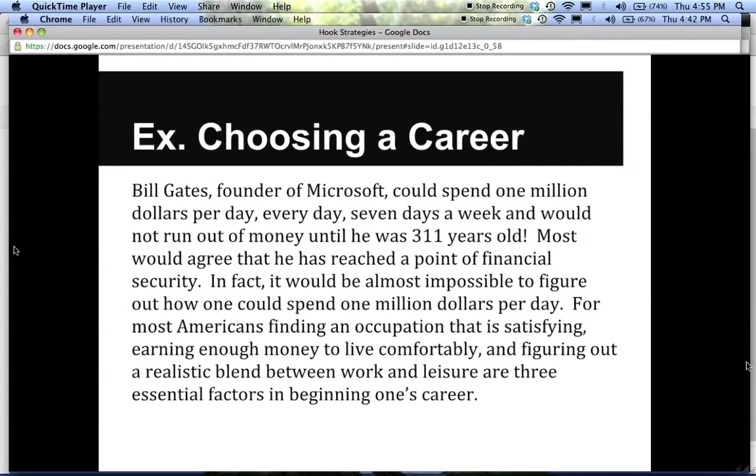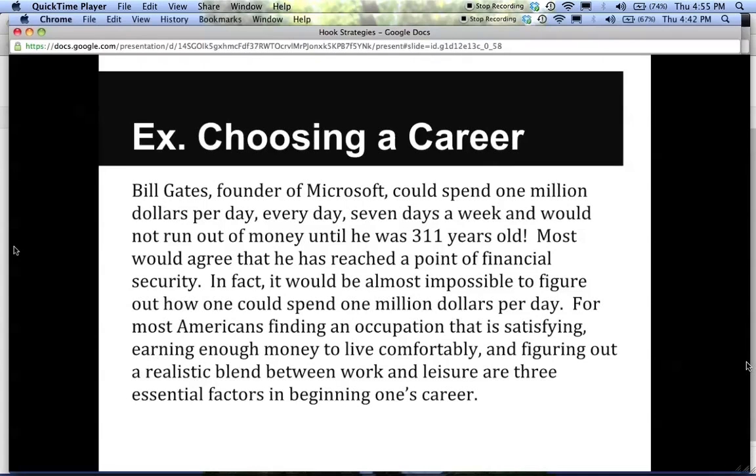Most would agree that he has reached a point of financial security. In fact, it would be almost impossible to figure out how one could spend $1 million per day. For most Americans, finding an occupation that is satisfying, earning enough money to live comfortably, and figuring out a realistic blend between work and leisure are three essential factors in beginning one's career.